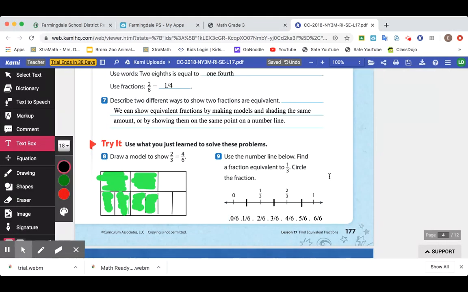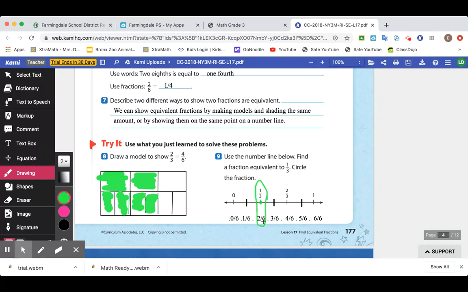Okay, so we want to find an equivalent fraction to 1/3. So let's make a little dot on 1/3. Okay, so what fraction shares that same spot on the number line? 2/6, right? So 1/3 is equivalent to 2/6, which we can see here. This was 1/3, and these 2/6 are equivalent to this 1/3. Two different ways to see it.